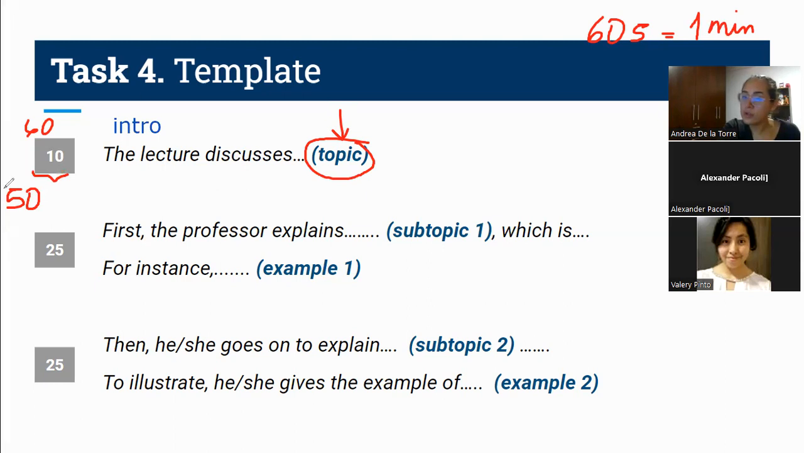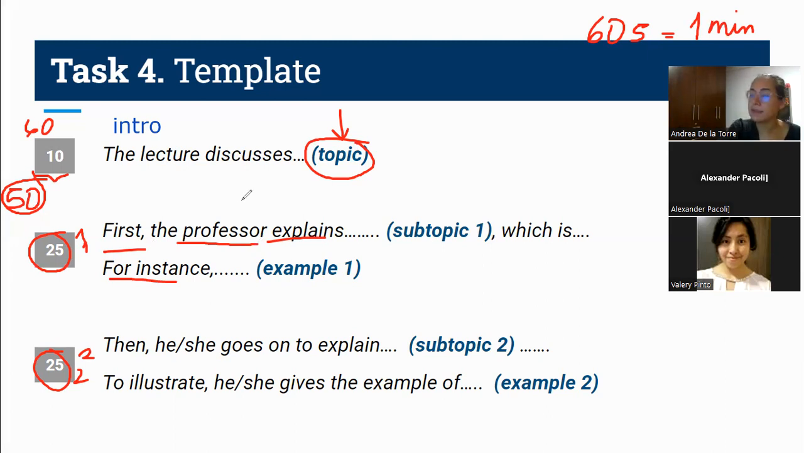Then after the introduction, you will still have 50 seconds for the body of your response, and you have to organize it like this: 25 seconds for the first subtopic and the first example, and the remaining 25 seconds for the second subtopic and the second example. Okay? So you have to use reporting verbs in the simple present. You have to refer to the professor. You have to use some transition words, and then everything else is the content that you say.